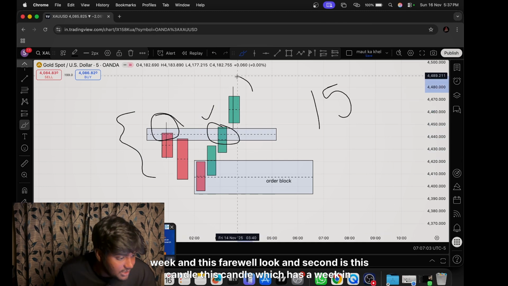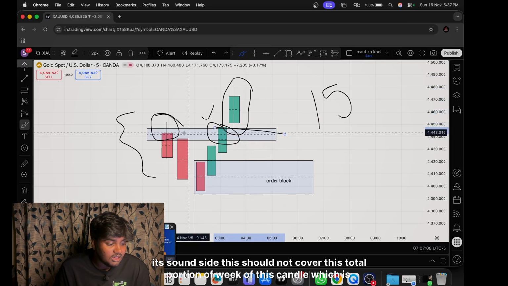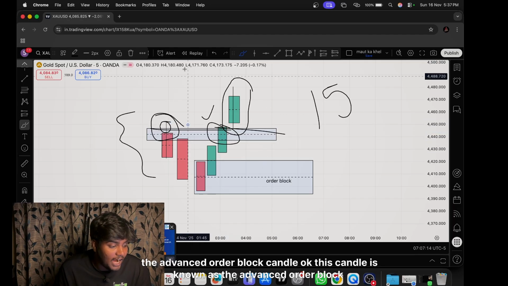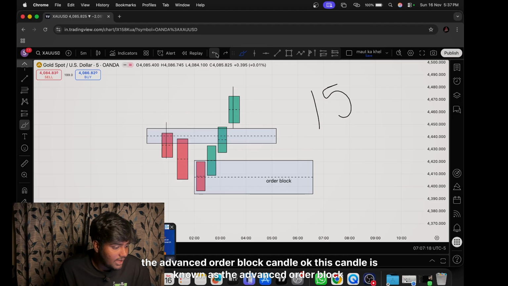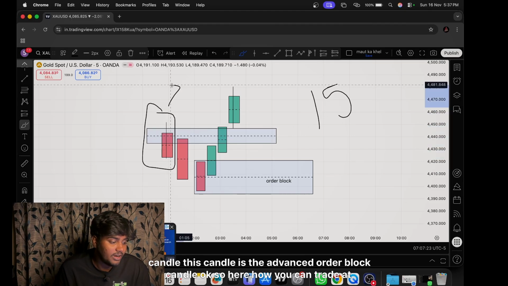And second, this candle, which has a wick on its downside, should not cover the total portion of the wick of the candle, which is the advanced order block candle. This candle is known as the advanced order block candle.